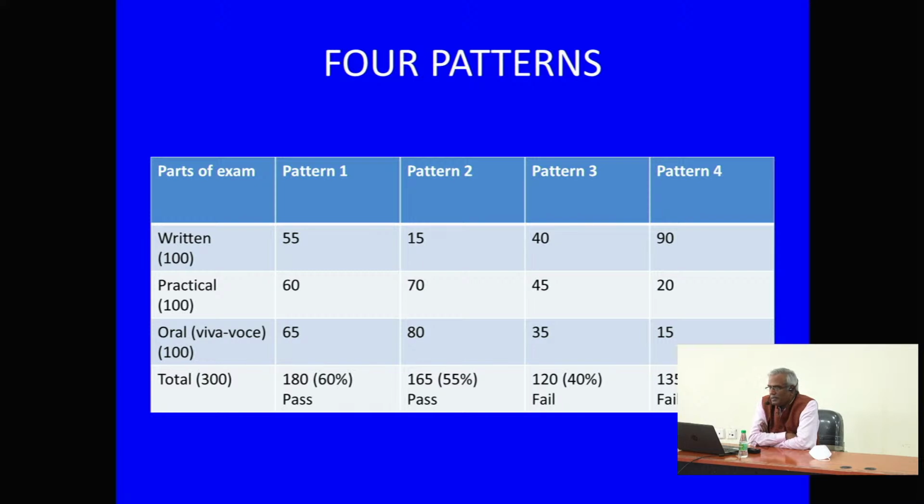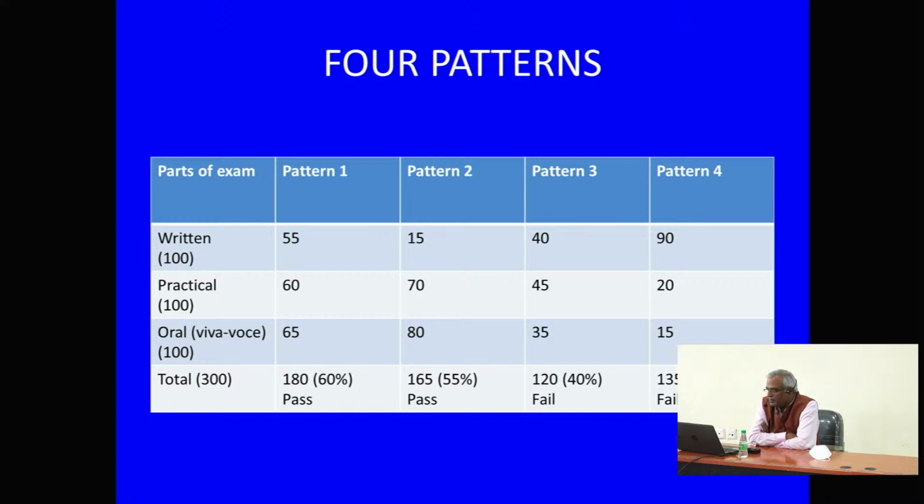And the figures given are, you can say, mean figures, and there is a variation of plus or minus 5 around that. So some students got 55, 60, 65. So overall 180, 60% pass. Pattern 2, some students got around 15 in written, around 17 practical, around 18 oral. So 165, 55%, they pass.